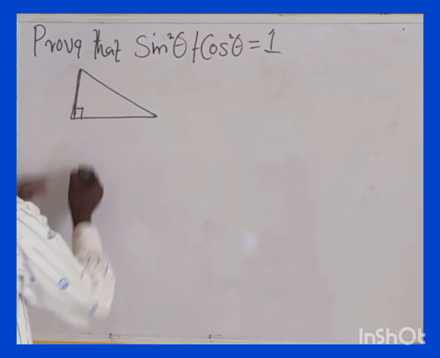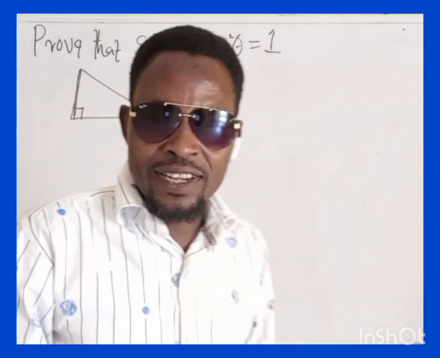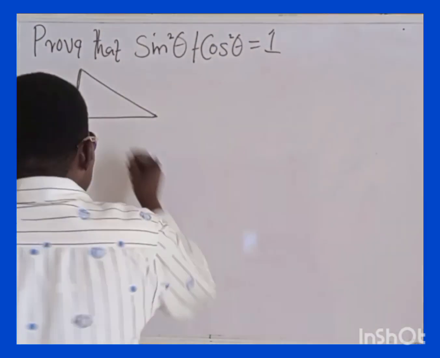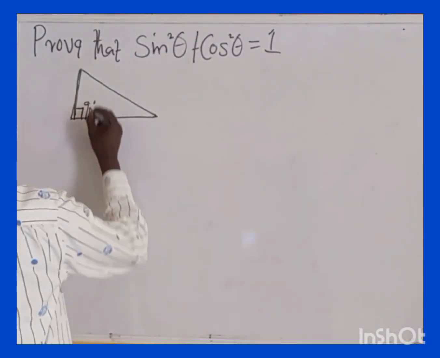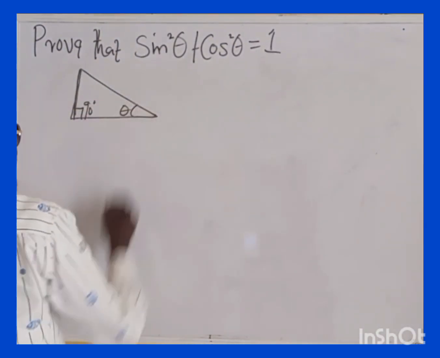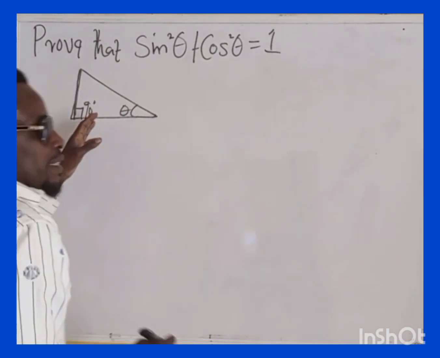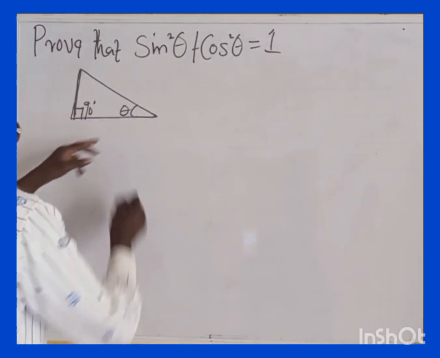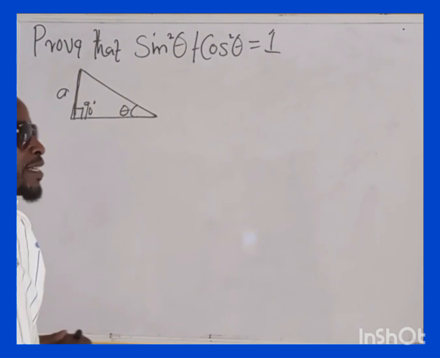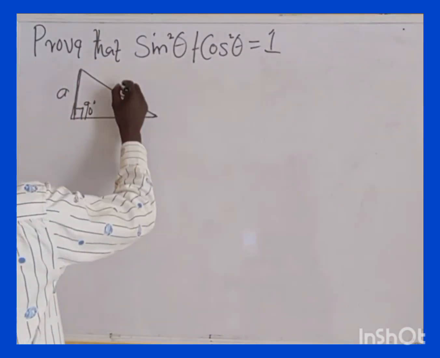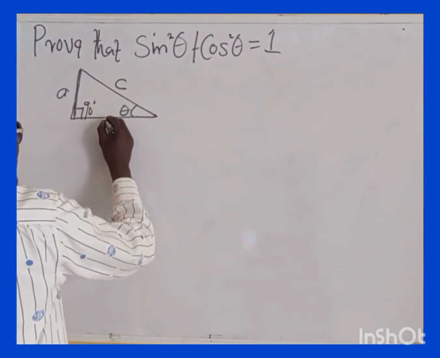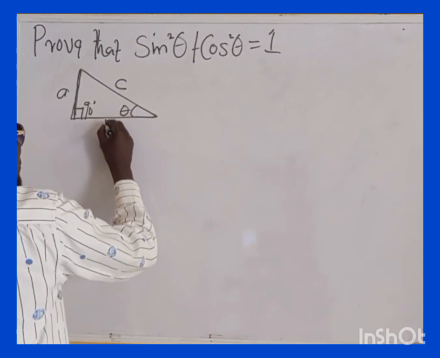The right angle triangle always has one of the interior angles equal to 90 degrees. So let's assume this is our 90 degrees, and let's assume this is our theta. The side that is facing the angle is the opposite, represented here by A. The longest side, let it be C, while the other side, which is the adjacent, be B.